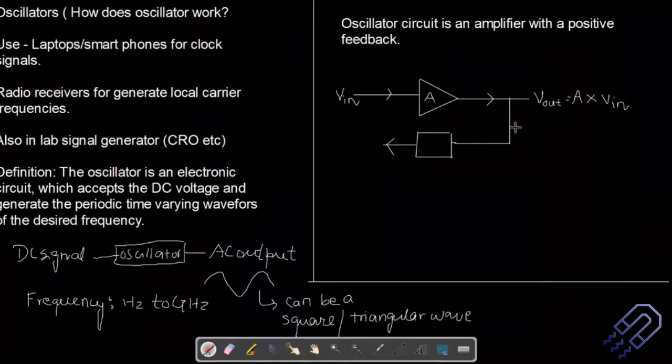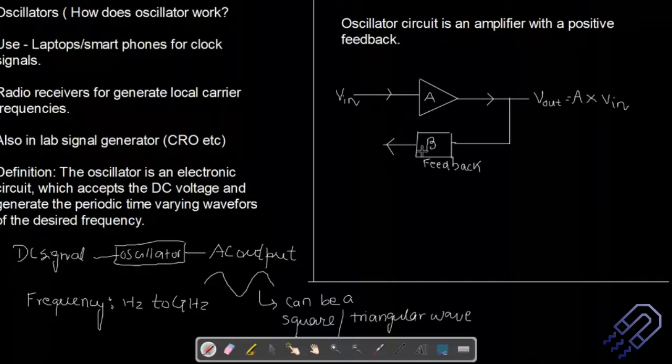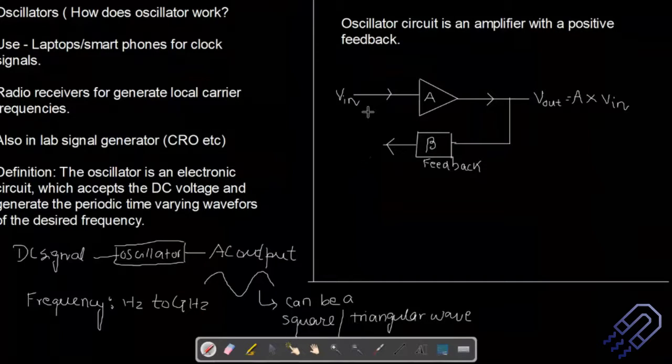So if a part of it is taken out, and then we have a circuit, and let's say the gain of this particular circuit is beta. This is the same A and beta which we have studied before also, okay? So this VF is your feedback, so let me just mark this as feedback. So this is your feedback circuit. Now you have taken a part from here, that means you have taken the output, and then you have got it back into the input.